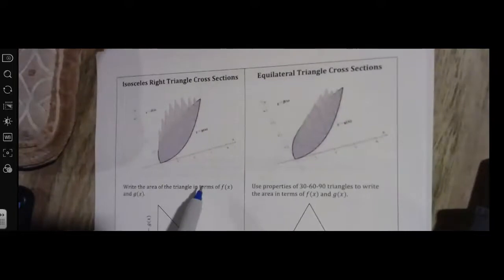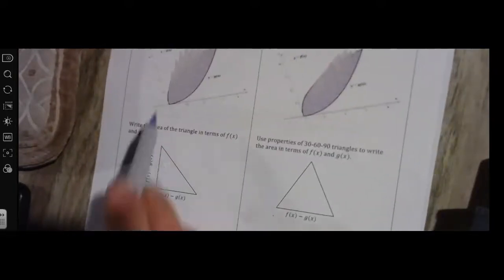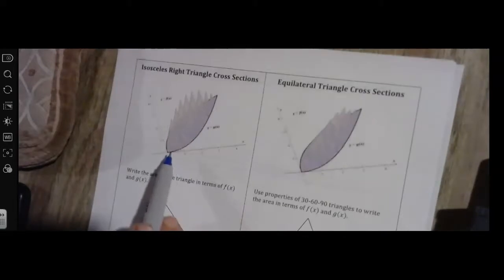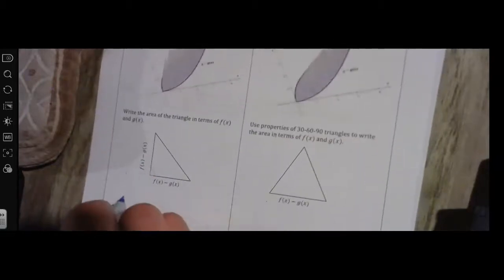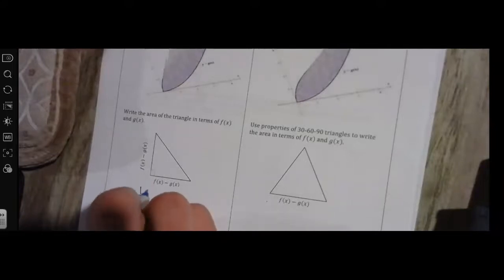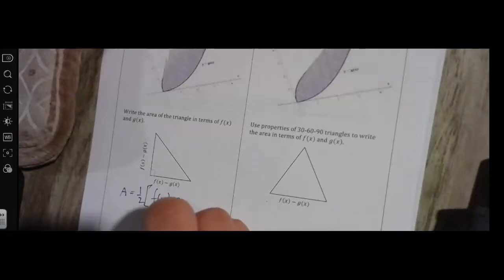If we had right triangle cross sections here, isosceles right triangle cross sections, like as depicted right here, that are perpendicular to the x-axis, then our area of just one of those isosceles right triangles would be 1/2 f of x minus g of x quantity squared. You don't need the dx because we're not integrating.